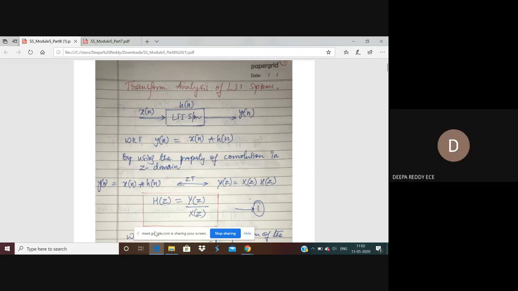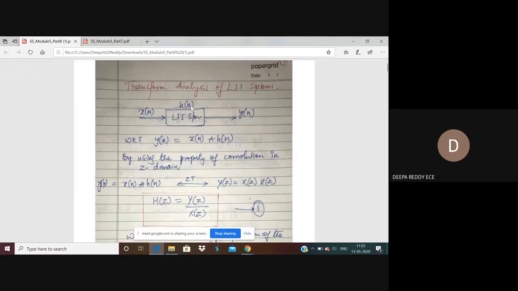Hello. So today we will discuss the transfer analysis of LTI systems. An LTI system is a linear and time invariant system. The transfer domain analysis of an LTI system starts with the block diagram, with input x of n, the LTI system characterized by the impulse response h of n, and output y of n. For such a system, the input and output relationship can be expressed as y of n equals x of n convolved with h of n.